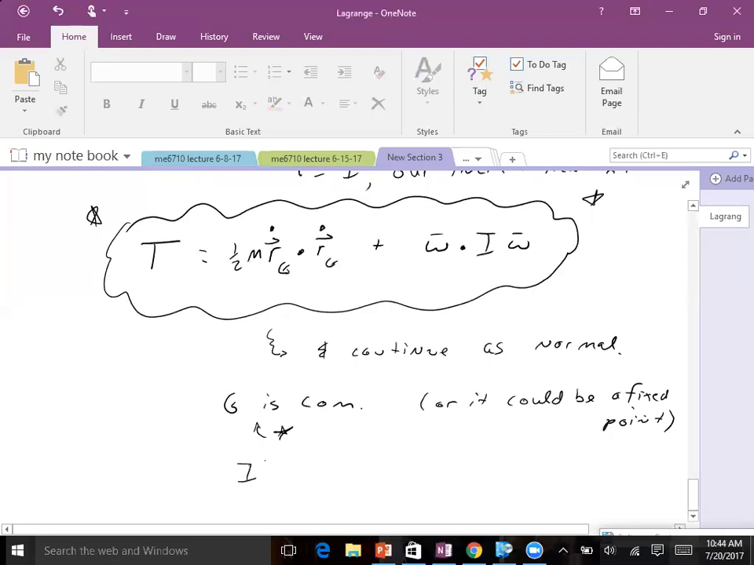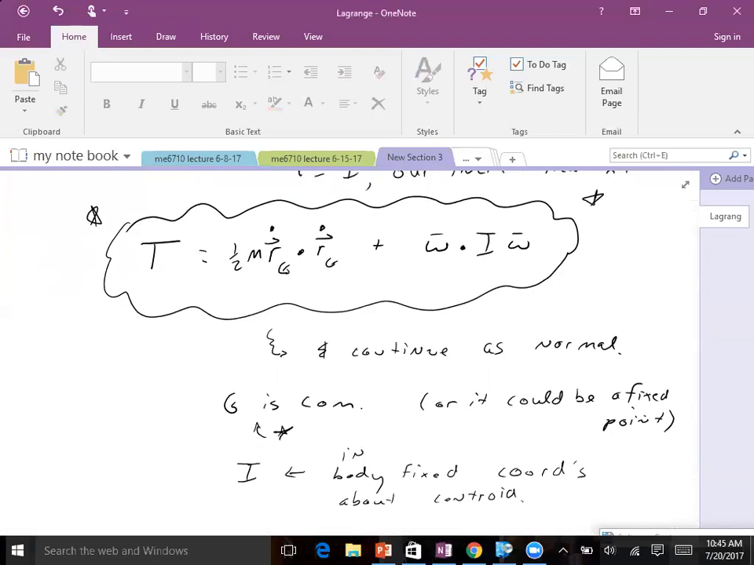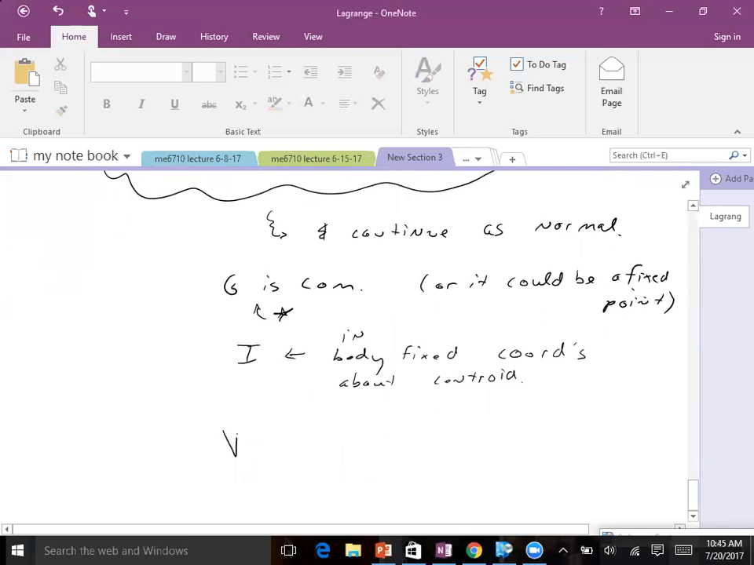And I is written in body fixed coordinates, and it's about the centroid. Unless, of course, you chose that G to be the fixed point, then you have to do it about that. The same argument as before, don't forget that. So, you get T this way, continue as normal. V doesn't change. V is the same as before, it's just the potential.